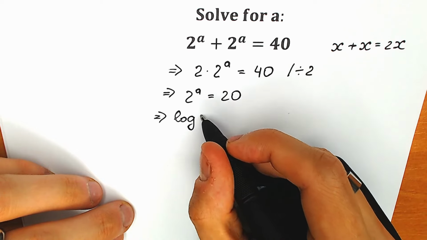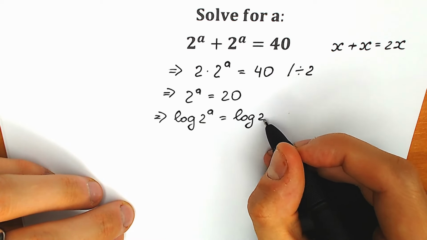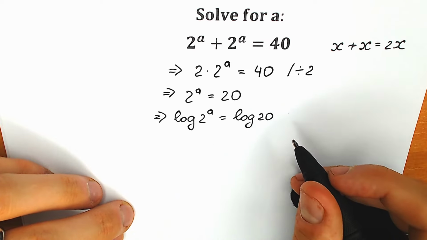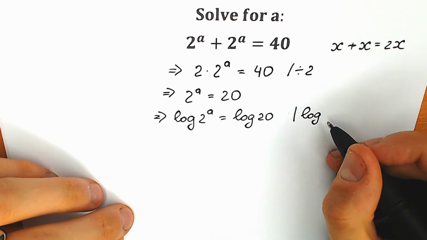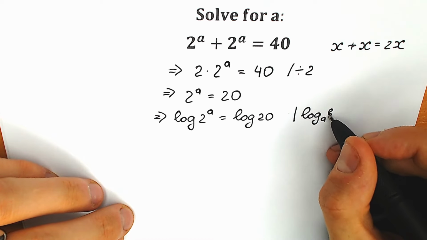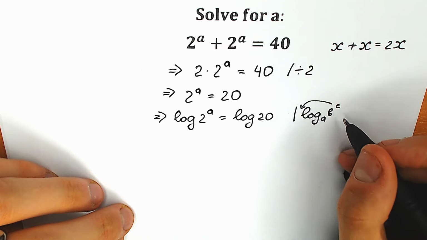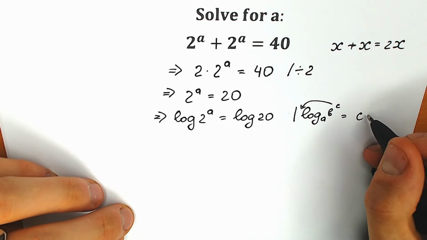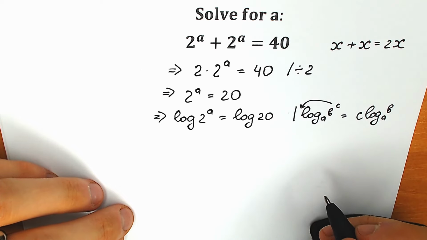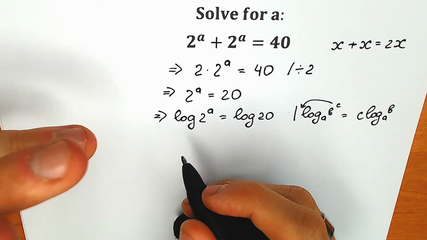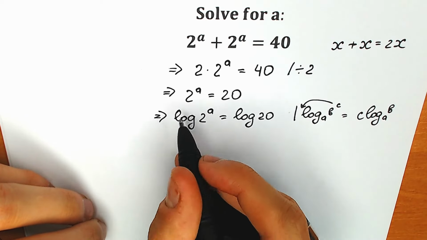So log of 2 to the power a on the left side equals log on the right side. Right now, you need to know a really important property. Whenever we have an expression like log base a of b, and right here we have the power c, this c we can write in front of it. As a result, we can write c log base a of b. I hope you understand it. This is basic, maybe the most popular algebra property, and that's why people apply log, just to write this a in front of this log.